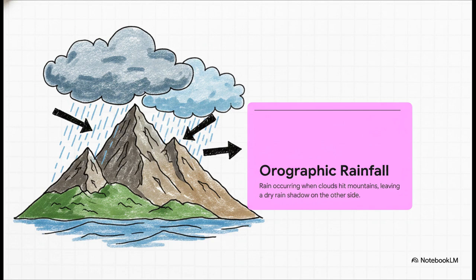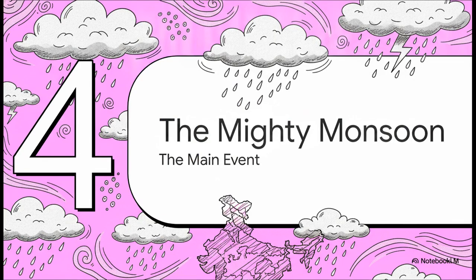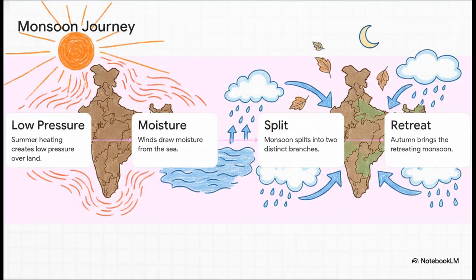Keep this concept in your back pocket. It is absolutely the secret to understanding India's rainfall patterns. Which leads us perfectly into part 4, the mighty monsoon, the main event. So here is the step-by-step narrative of how this massive system operates.